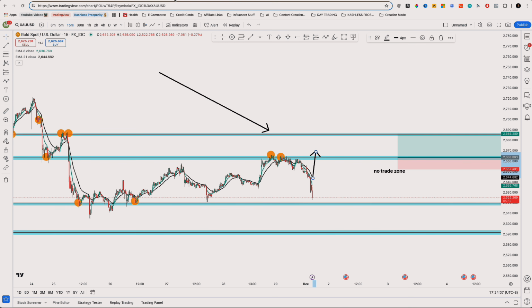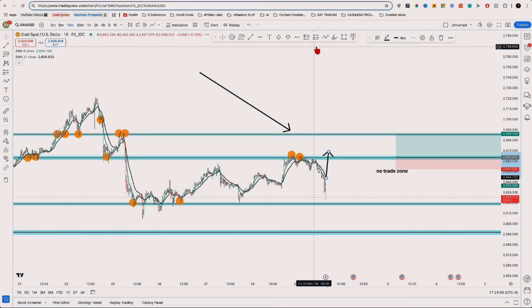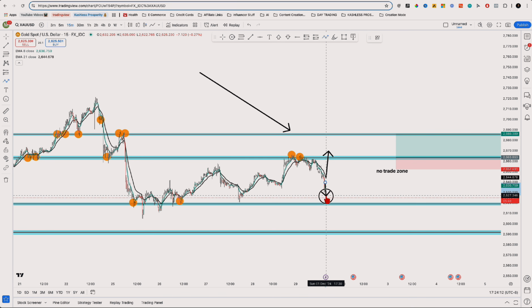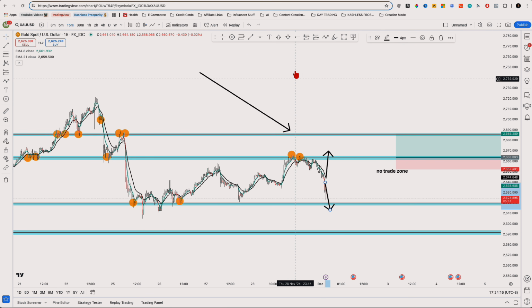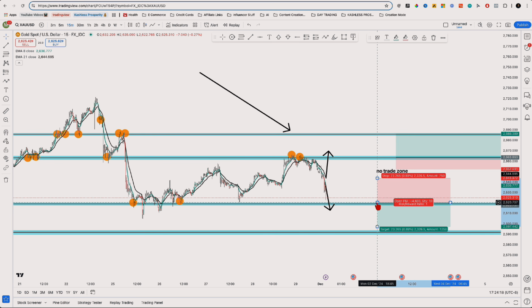Okay, so let's go to the real charts. It would look like this. Price is breaking, 15-minute candle closes, and now we have a short opportunity.